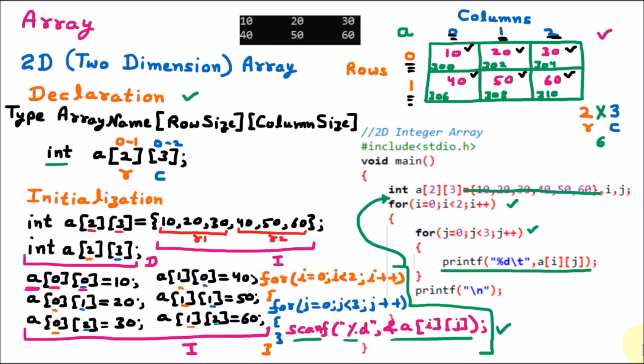So one way is the compile time initialization, where we are providing the values. So here in the compile time initialization we are giving all the values. But here whenever we are taking the values from the user, this is the runtime initialization. So that is all about the 2D array.